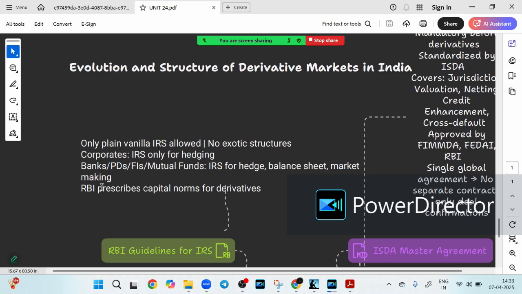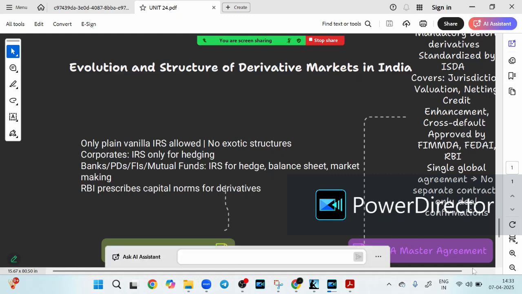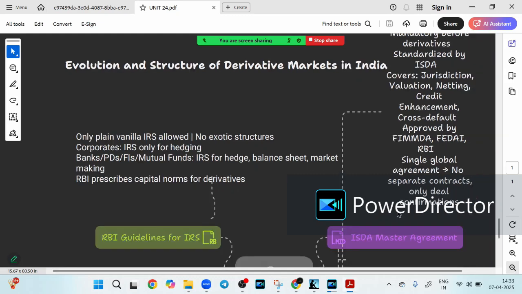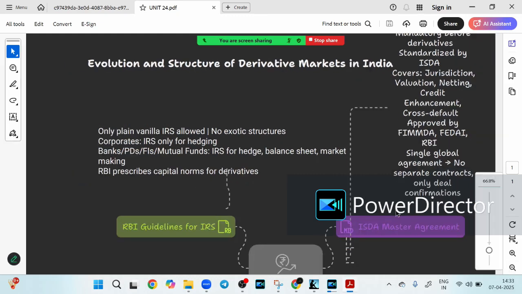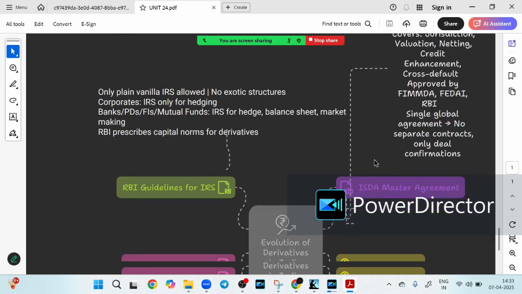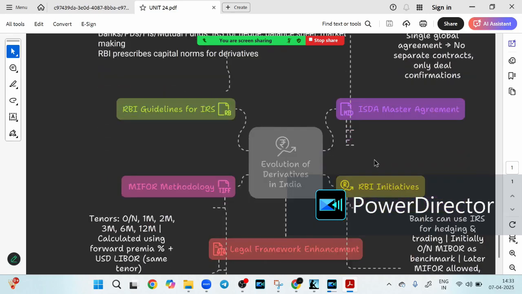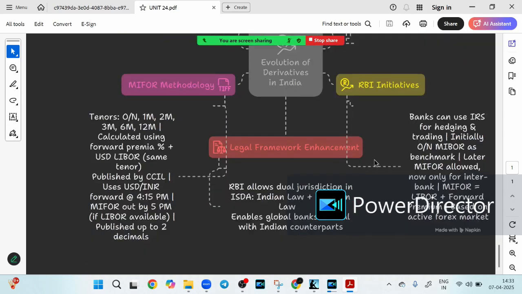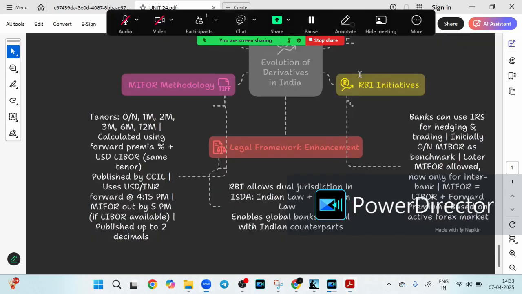Now friends, derivatives might sound complex, but in India they have been crafted with clarity and control, right? Thanks to ISDA and RBI guidelines, keeping it clean and clear. Let's look at it. What do RBI guidelines show? Basically, in India only plain vanilla IRS are allowed. I told you earlier, right?